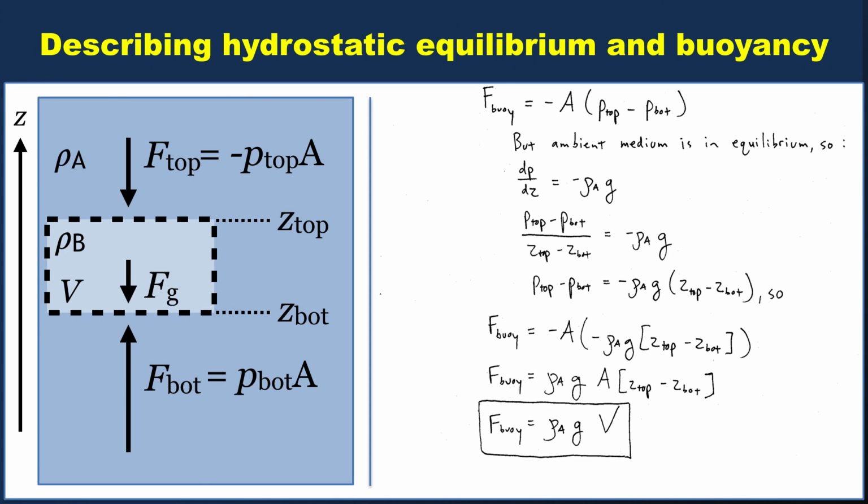Just to be absolutely clear, this is again the ambient density, so the buoyant force on the box is actually determined by the density of stuff around it, which we now understand because ultimately it's the difference in the top pressure and the bottom pressure that are really causing the buoyant force.